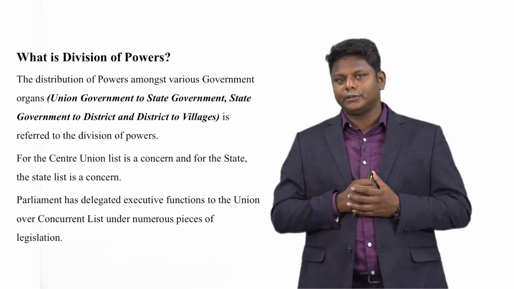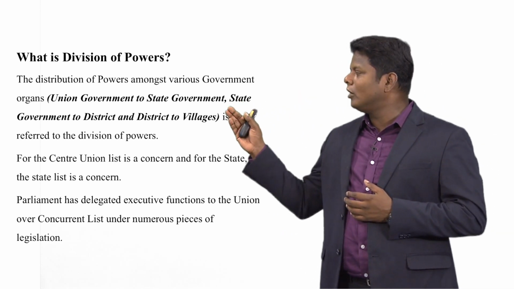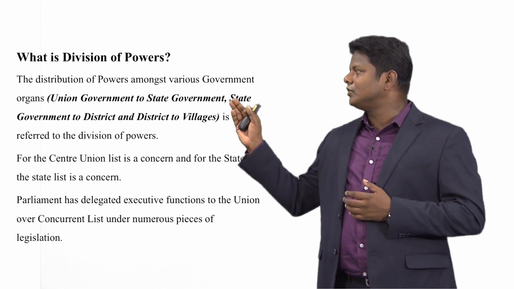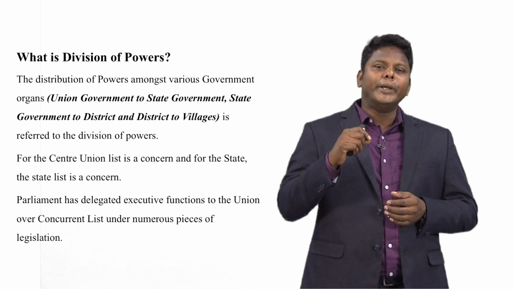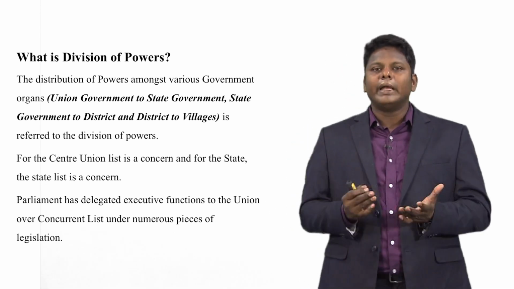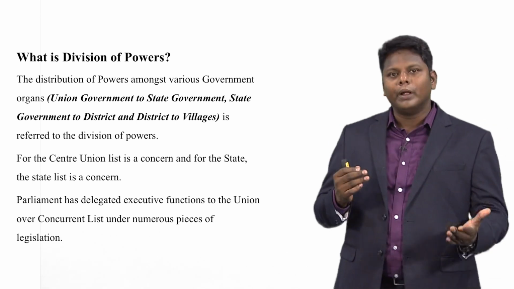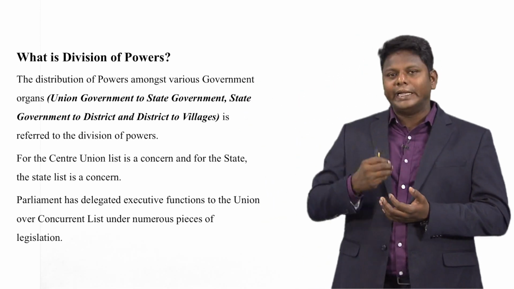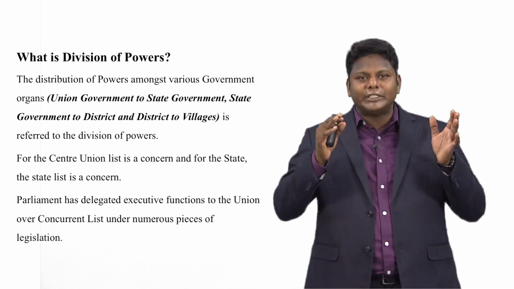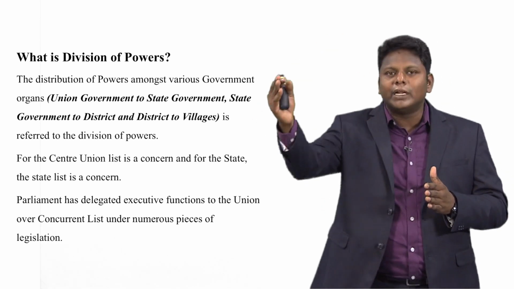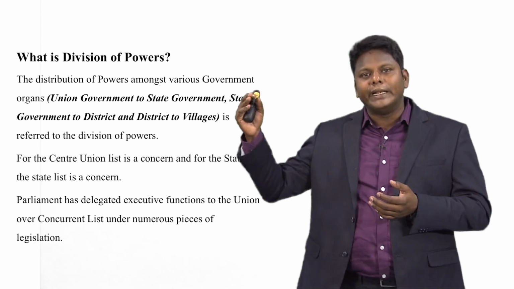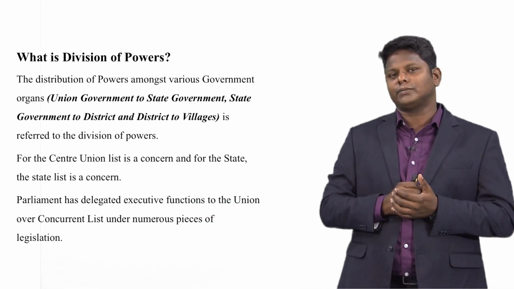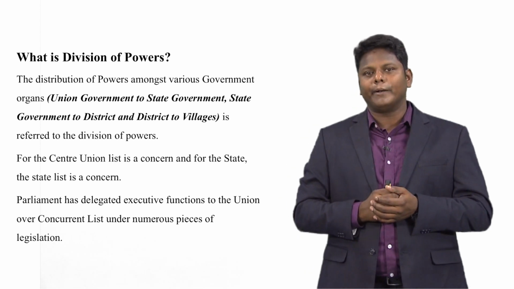What is division of powers? The distribution of powers amongst various government organs, from union government to state government, state to district, district to villages, refers to the division of powers. As mentioned by Mahatma Gandhiji, how this distribution of power is supposed to be done from Ram Rajya, the village panchayat level, to the union government, the same thing is applicable here. The division of power means how power is distributed from the union government to the state government, from the state government to the district administration, and from the district administration even to the local village administration. That is called the actual division of power.